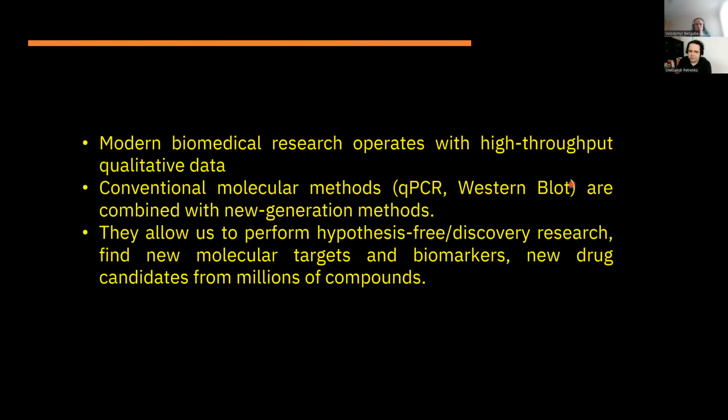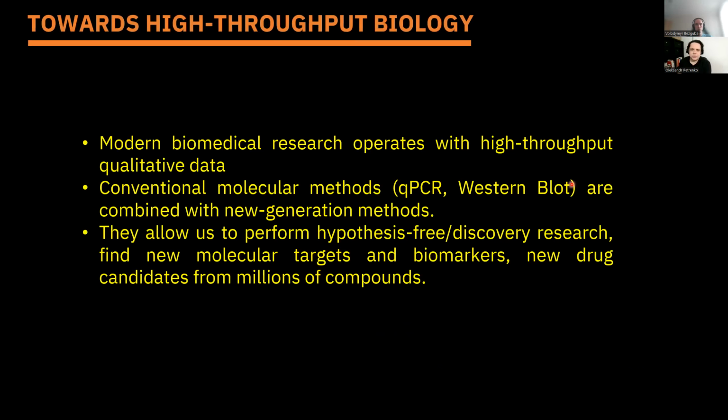So what's happening? Modern biomedical research operates on very large data sets. We need data sets to be explicit enough to answer all our questions and be accessible for reanalysis should we have any more questions. This is the big philosophy behind high-throughput biology. Even though we still use conventional methods, they are not sufficient anymore to follow our tasks.